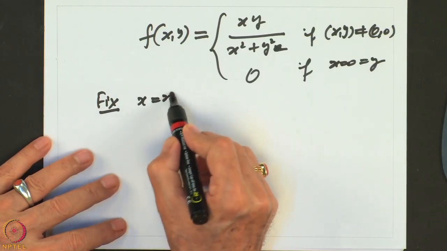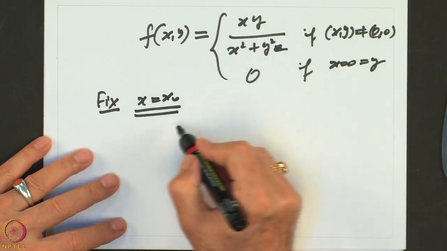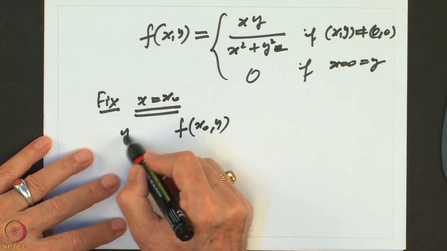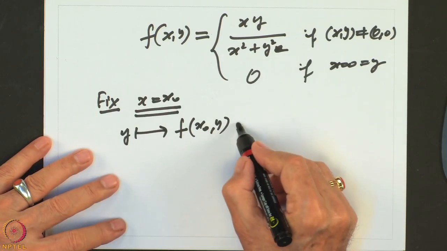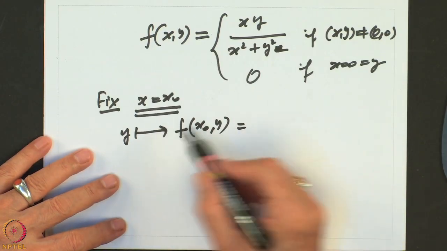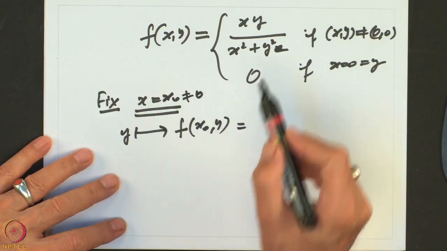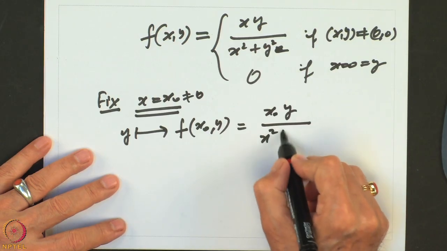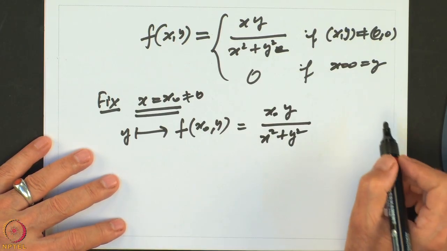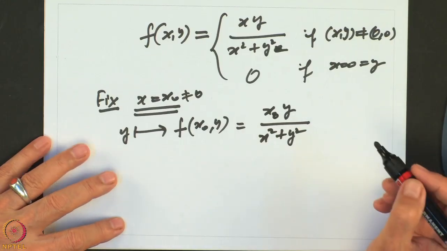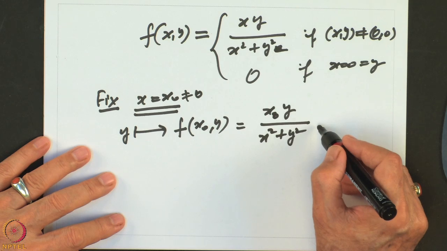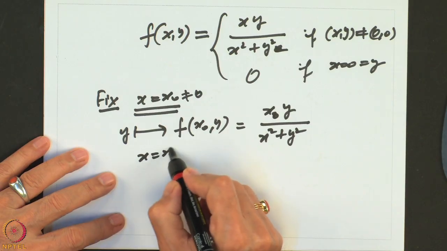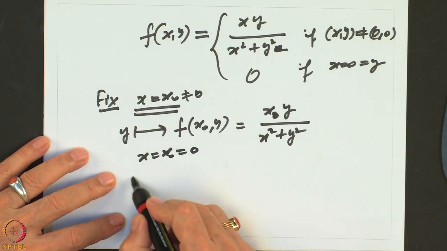x is equal to x naught. Then what is the function? F of x naught y is a function, y going to this. So, what is that equal to? If x naught is not equal to 0, then the function will be x naught y divided by x square plus y square, right. So, that is a function of the variable y, and if x is equal to x naught is equal to 0, then what is the function?